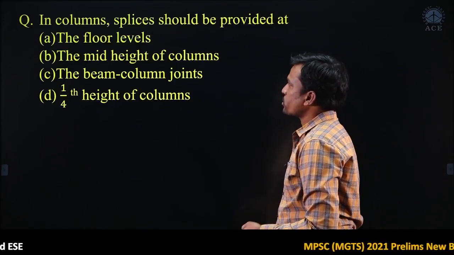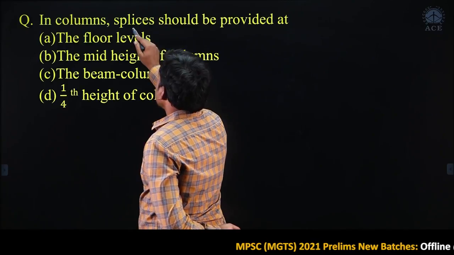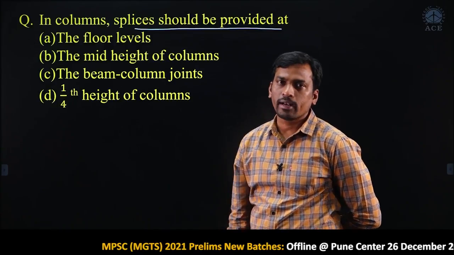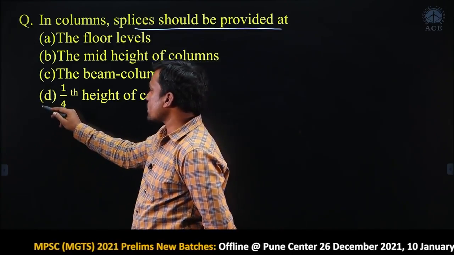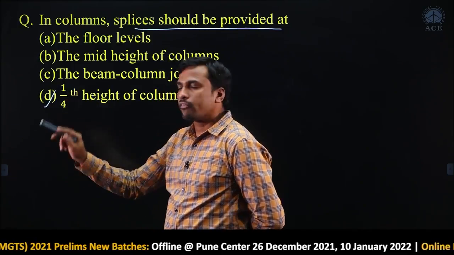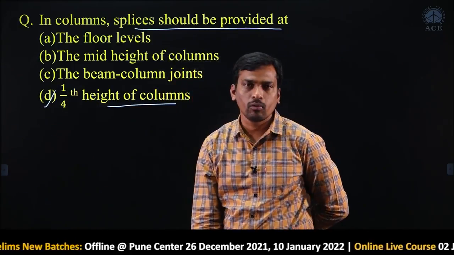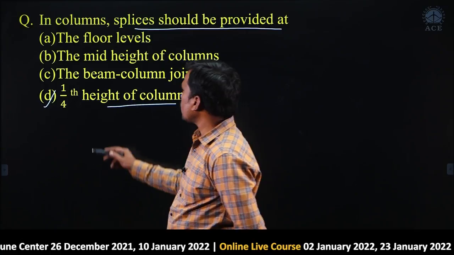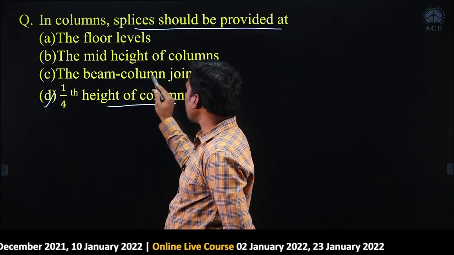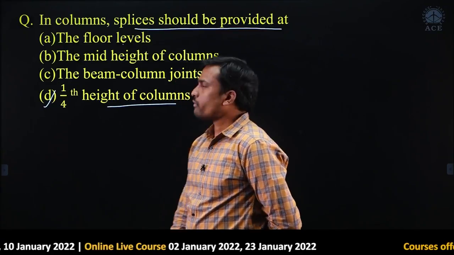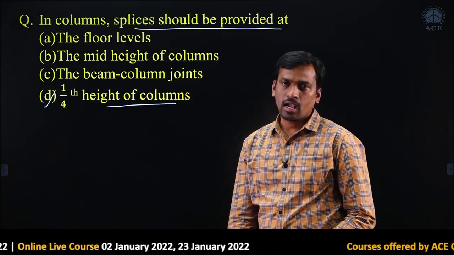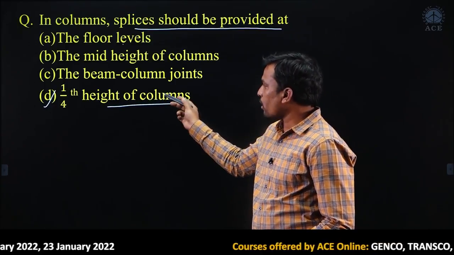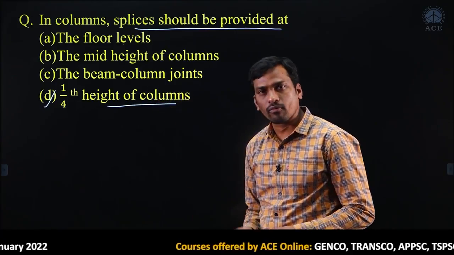Right. Next question. In columns, splices should be provided at where? We have to provide at what height? We always provide at a distance of 1/3 to 1/4 of the height of the column. So here, floor level, mid height, beam column joint, it is 1/4. First, what is the meaning of column splice and why do we provide splices at a height of the column, for example h by 3 to h by 4 from floor level.